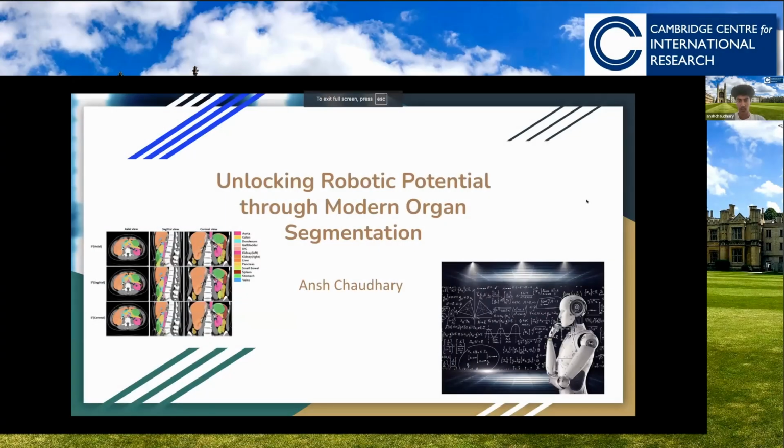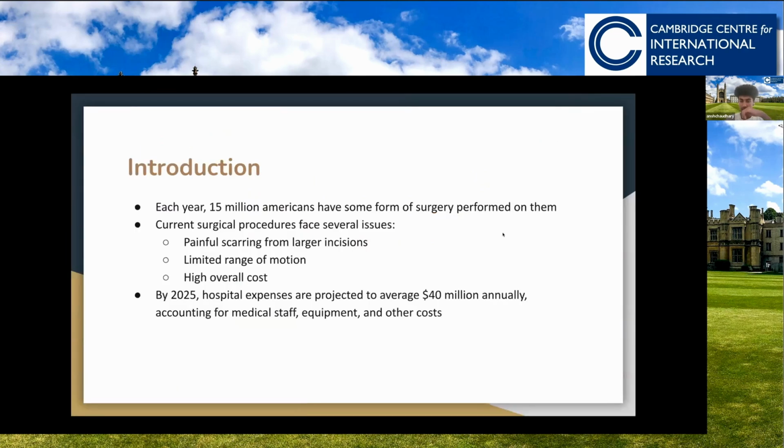This is my project, unlocking robotic potential through modern organ segmentation. Each year, 15 million Americans go through some form of surgery, but these surgeries can have lasting scars, painful scarring from larger incisions done by a human surgeon, limited range of motion that a human surgeon can have when doing a surgery, and there's just a high overall cost. And by 2025, these expenses are projected to average $40 million annually.